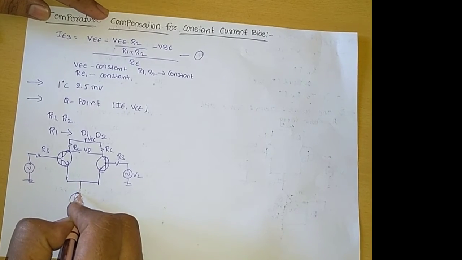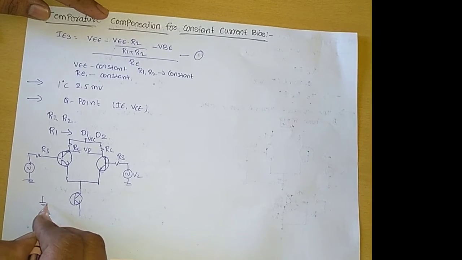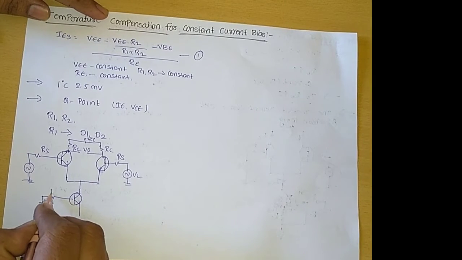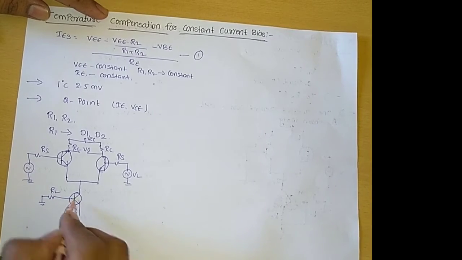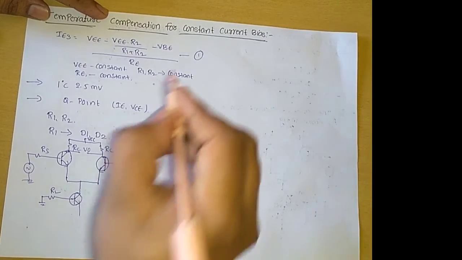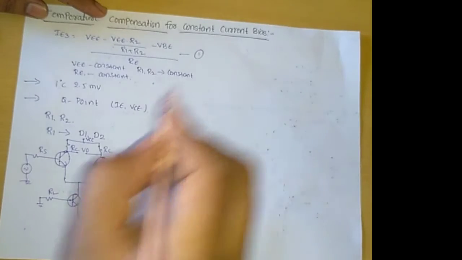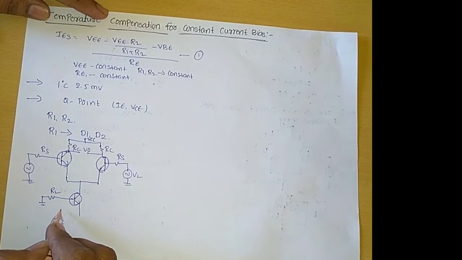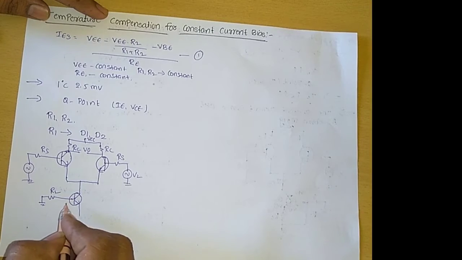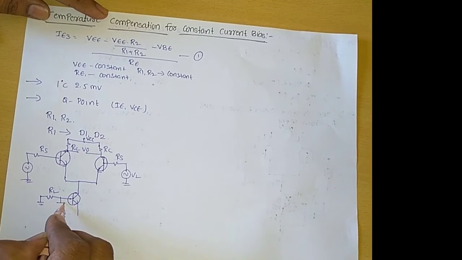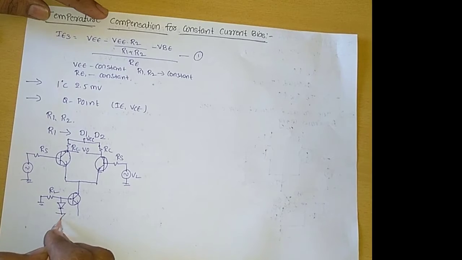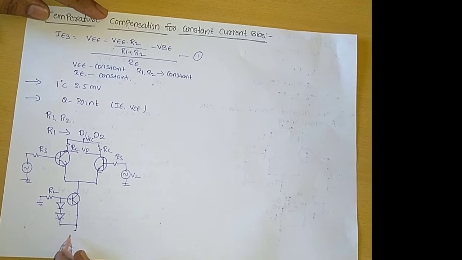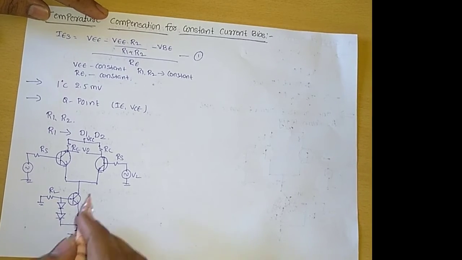Here we are connecting the resistance R2. In the last class, in the constant current bias circuit method, we connected the resistor R1. We can replace this resistor R1 by two diodes. These two diodes provide the thermal stability, and we maintain the emitter current constant.